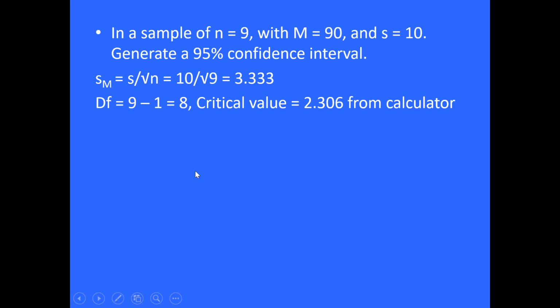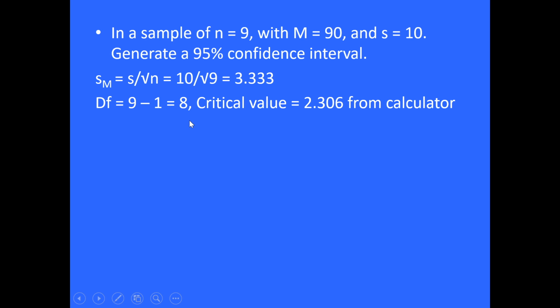Okay. The other thing we're going to need is degrees of freedom. Now, we're working with a single sample. We have estimated a single standard deviation. For that reason, we lose 1 degree of freedom, we say. So since we have a sample size of 9, we lose 1 degree of freedom. So to get the degrees of freedom, n minus 1 is equal to 8.